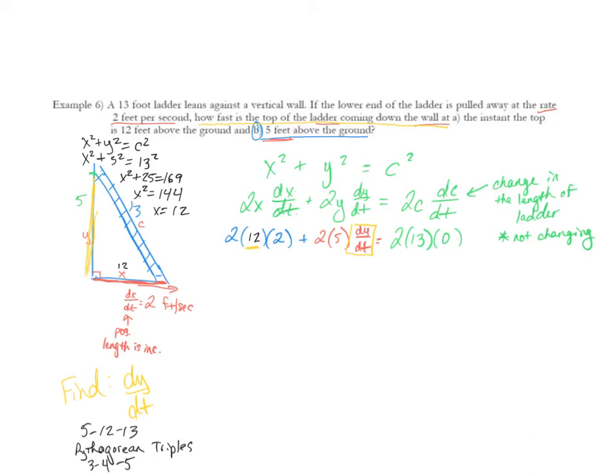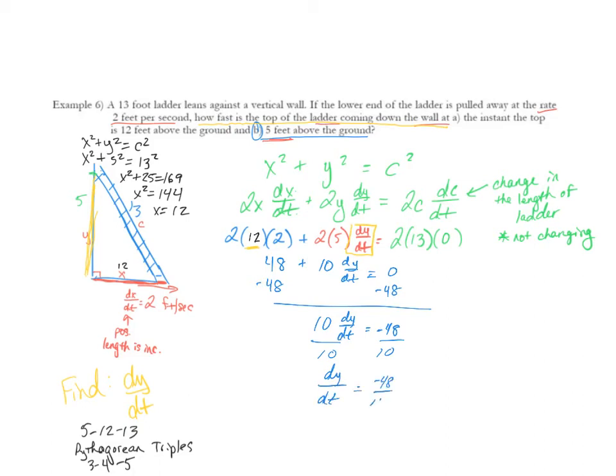So we're going to go through and just multiply out. So 2 times 12 times 2 would be 48, plus 10 dy/dt equal to 0. So let's subtract over the 48. 10 dy/dt equals negative 48. And if I divide both sides by 10, I end up with dy/dt equals negative 48 over 10, which could reduce to negative 24 over 5, or which could even as a decimal be written as negative 4.8.